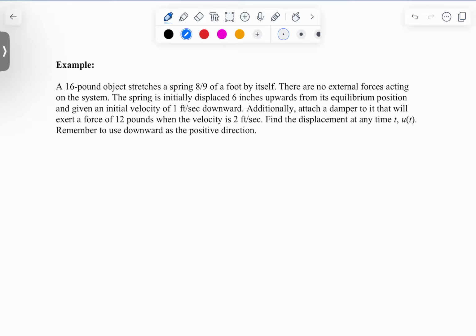We have similar information that we had before. So we still have our weight of 16 pounds. We have our offset distance as 8/9 of a foot. The only difference here is that additionally, we'll attach a damper. Notice it didn't even specify what it was. Attaching a damper to exert a force of 12 pounds when the velocity is 2 feet per second. And once again, we still have no external force acting on the system.